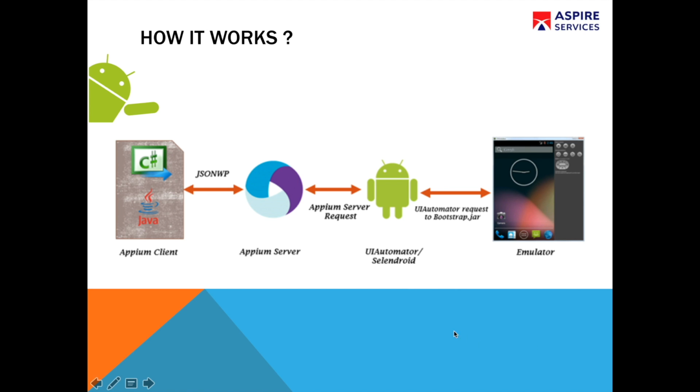Then the vendor provided framework will communicate with the bootstrap.jar, it's a jar file, which is running on an emulator or real device for performing client operations. Then the bootstrap jar acts like the TCP server to perform actions on our AUT, which means the application under test. That's actually on Android.